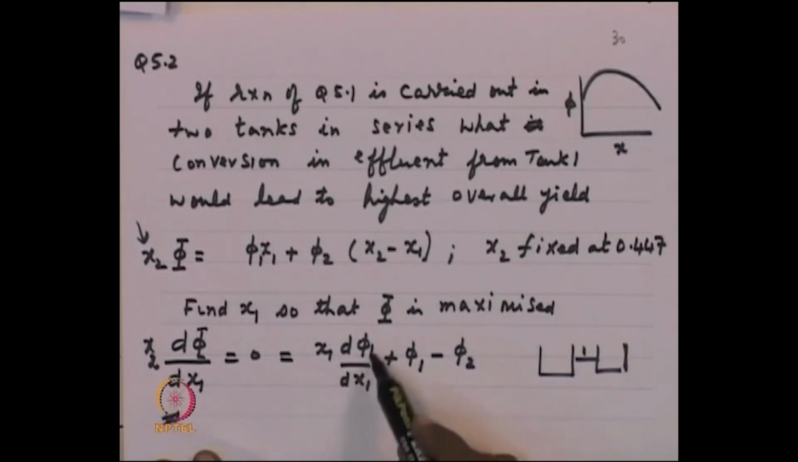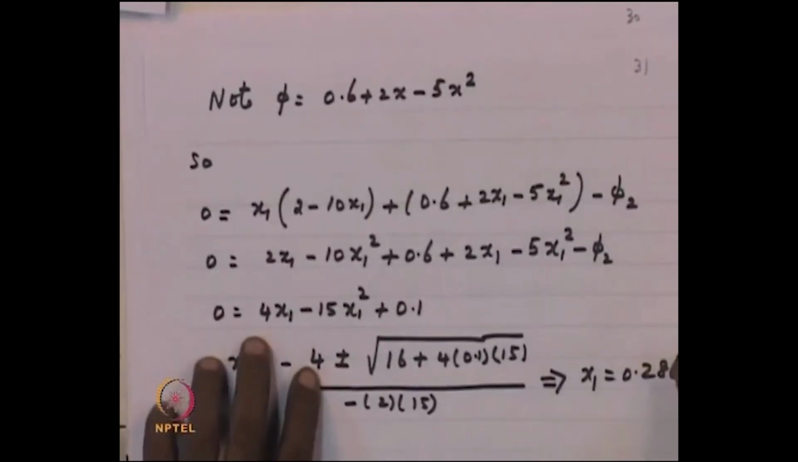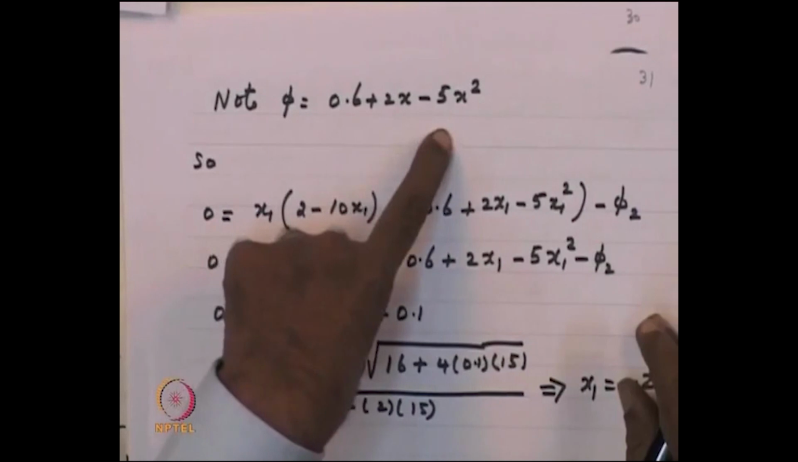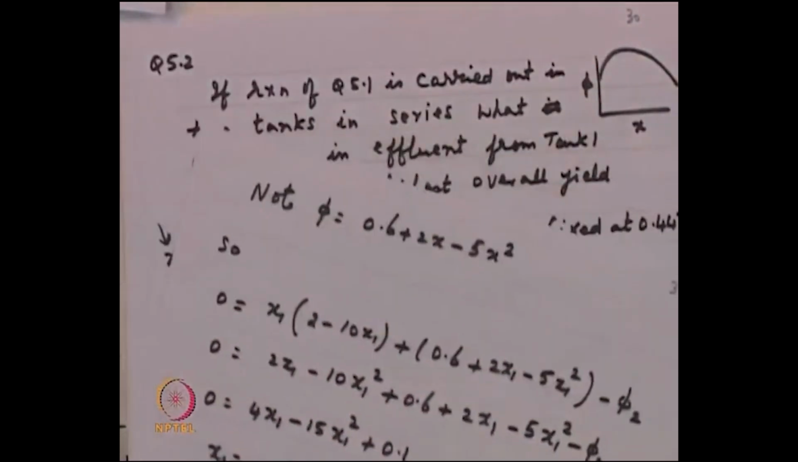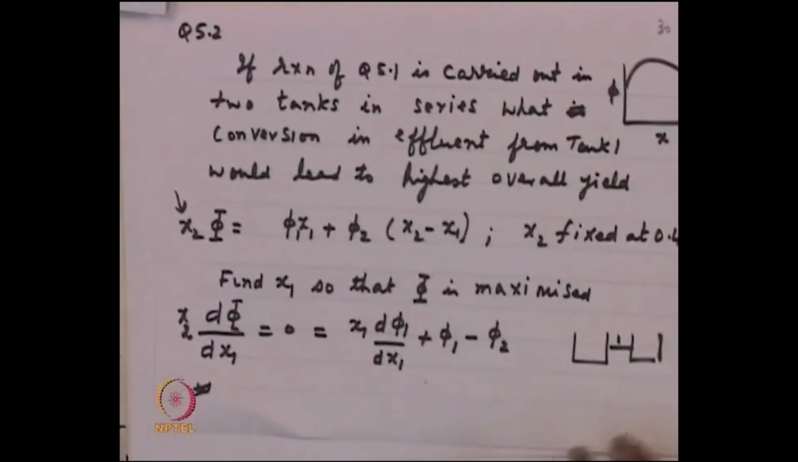What is d phi by d x 1? The phi function is given here, so you know d phi by d x 1, correct? Is that clear? So, d phi by d x 1 is known, therefore, you should be able to tell me now, please tell me the result.